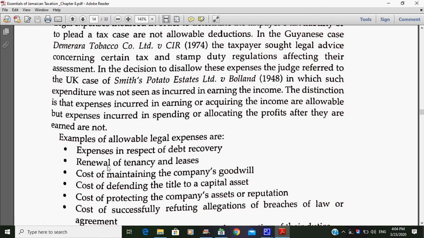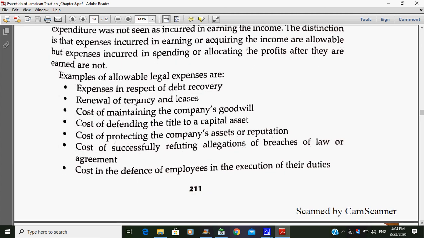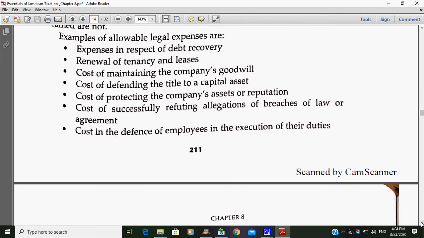Renewal of what? Tenancy and leases, allowable legal expense. Cost of maintaining the company's goodwill. Cost of defending the title to a capital asset. Cost of protecting the company's assets or reputation. Cost of successfully refuting allegations of breaches of law or agreement. Cost in the defense of employees in execution of their duties. All of those are allowable expenses, right? Allowable legal expenses, that is.